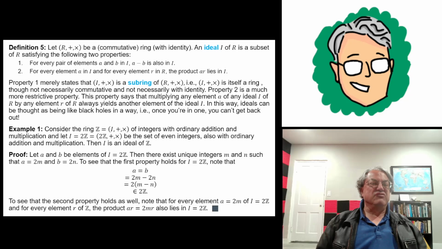If you start with any element A of your ideal, then you multiply that by any element of the ring, it doesn't even have to be in the ideal, just any element of the ring, you're stuck in the ideal. The product's still in the ideal. There's no way you can get out. There's nothing in R you can multiply an element of the ideal by to get outside of the ideal. Once you're in the ideal, you're stuck in the ideal. I think that's a nice way to think about ideals. They're sort of like black holes.